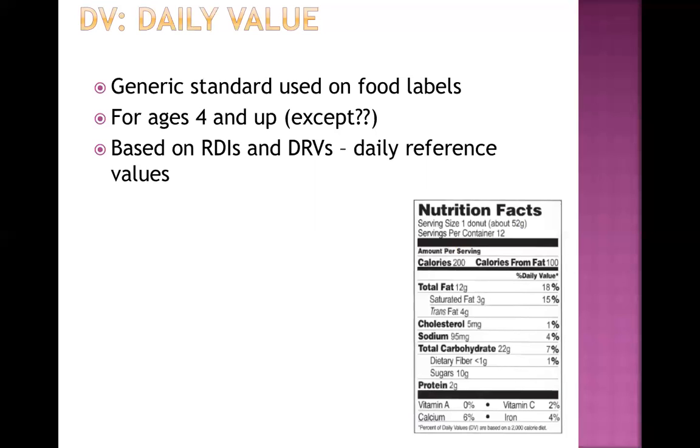And so the daily values represent kind of a generic recommendation that can be applied to any person over 4 years old, regardless of gender. And it does exclude pregnant and lactating women. So pregnant and lactating women are excluded, but this is a general recommendation. You could pick up this box of donuts, hopefully maybe you pick something else, but you could pick up this box of donuts, and a general recommendation would be that it's going to meet 18% of your total fat, 15% of your saturated fat, 1% cholesterol, 4% sodium, etc.